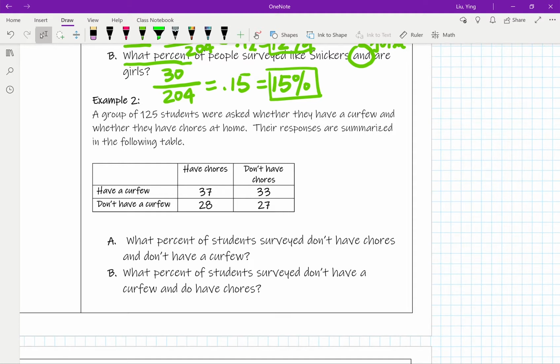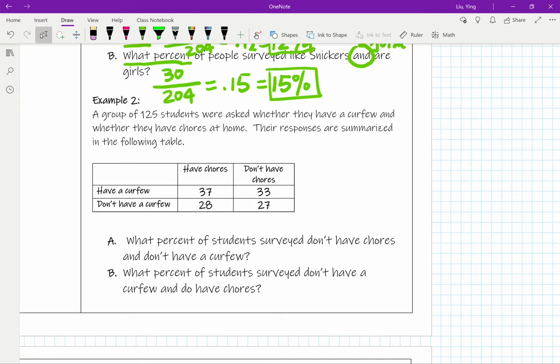Example 2. A group of 125 students were asked whether they have a curfew and whether they have chores at home. The responses are summarized in the following table. Part A. What percent of students surveyed don't have chores and don't have a curfew?